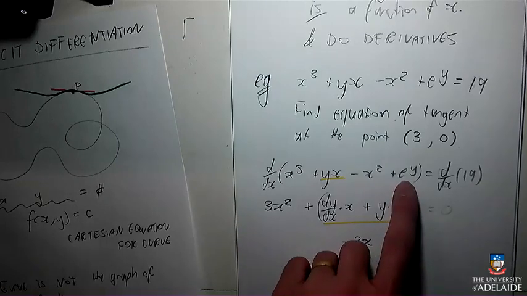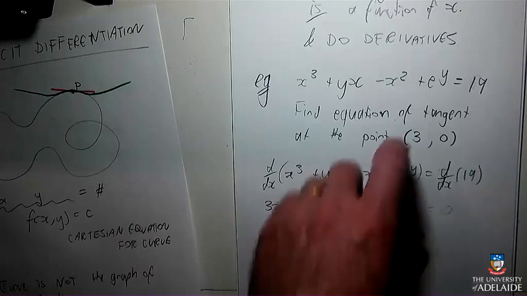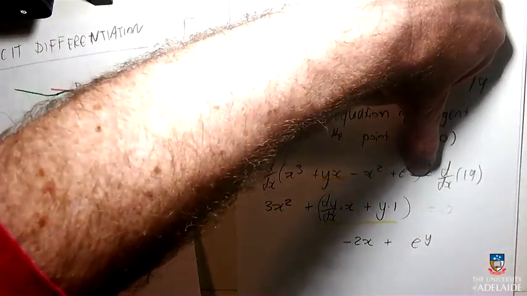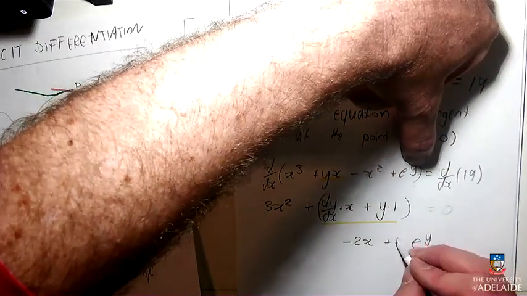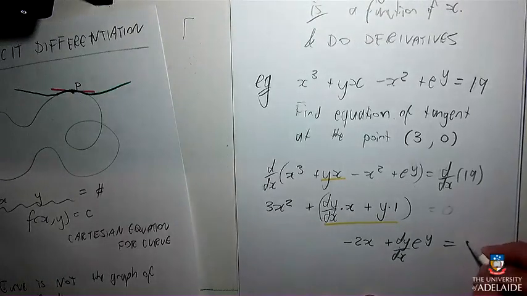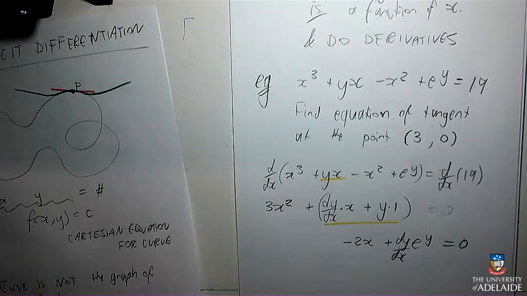So the derivative of e to the power of anything is e to the power of the thing, so that's fine. And then because of the chain rule, I have to multiply by the derivative of that, which is this. Okay. Cool. So what we have here is that 3x squared plus whatever the derivative of y is, times x plus y times 1 minus 2x plus whatever the derivative of y is times e to the y is 0.